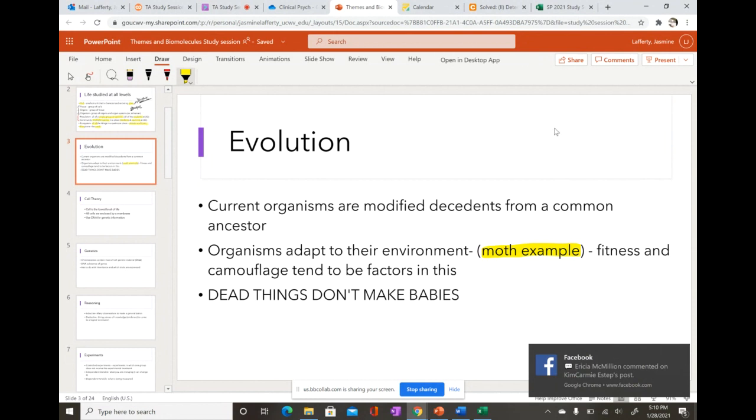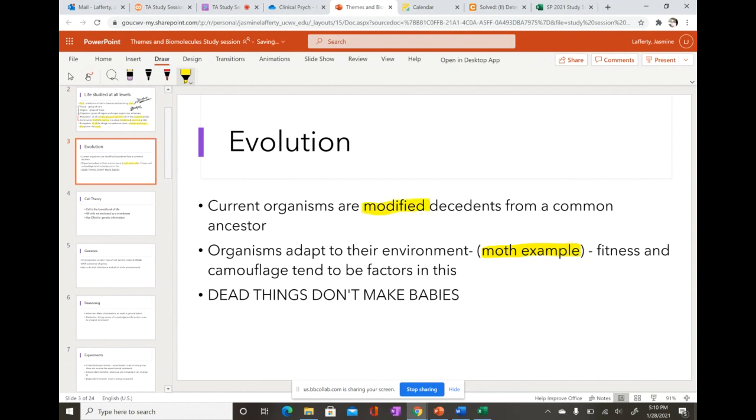All right, so evolution is when current organisms are modified from the descent of a common ancestor. So this could be modification. In our steampunk moth example, after the steampunk era, white moths were easily seen by predators, so they would get eaten more. As a result, gray moths lived to reproductive age, made more babies, and the population was mainly gray. So the organism adapts to its environment.